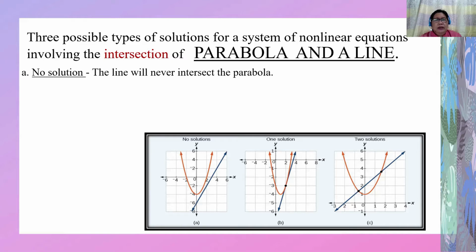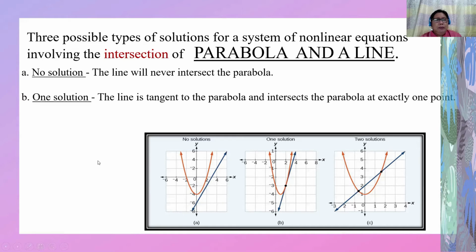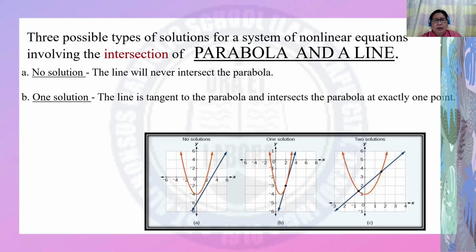The line will never intersect the parabola. So in this illustration, this is the parabola and this is the line. So there is no intersection. Next, one solution. The line is tangent to the parabola and intersects the parabola at exactly one point. In the second illustration, you have the parabola and this is the intersection. So only one point of intersection of the parabola and a line. And this line is tangent to the parabola.